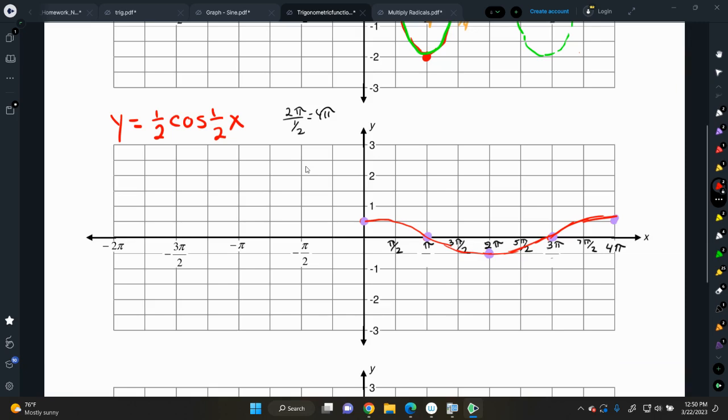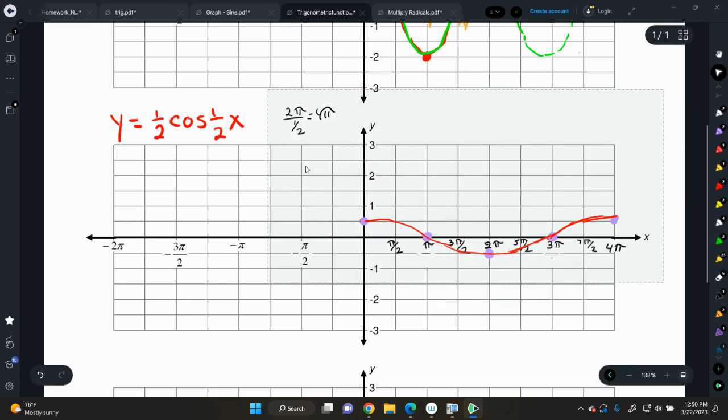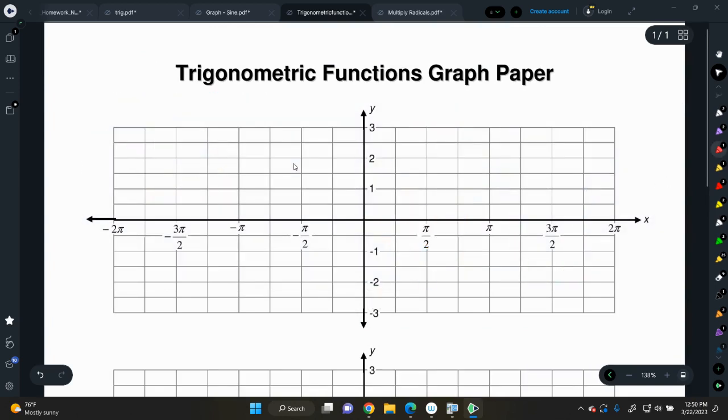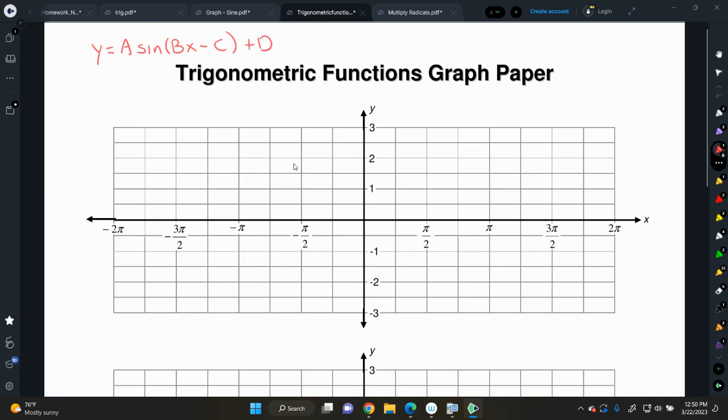All right. So when we looked at this with the sine function, I showed you the general form of the equation. The general form of the equation for the sine function was y equals a sine (bx minus c) plus d. The a was our amplitude. And we used the b to figure out our period.